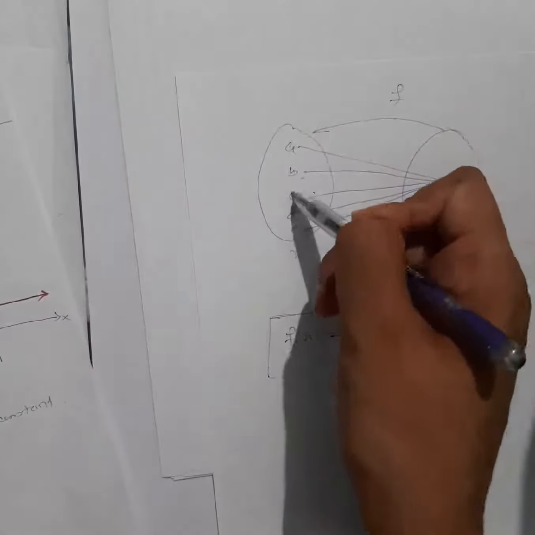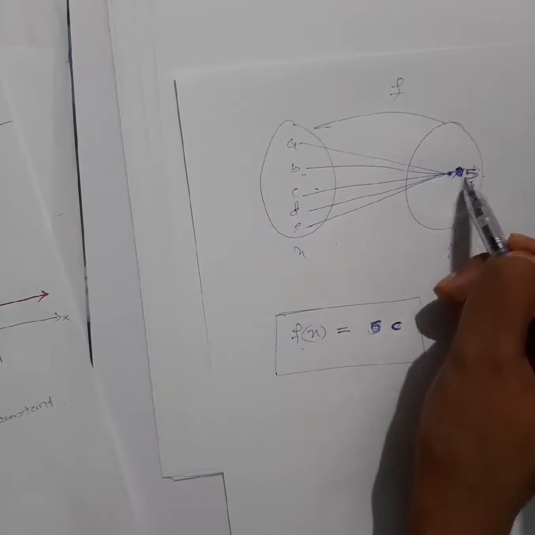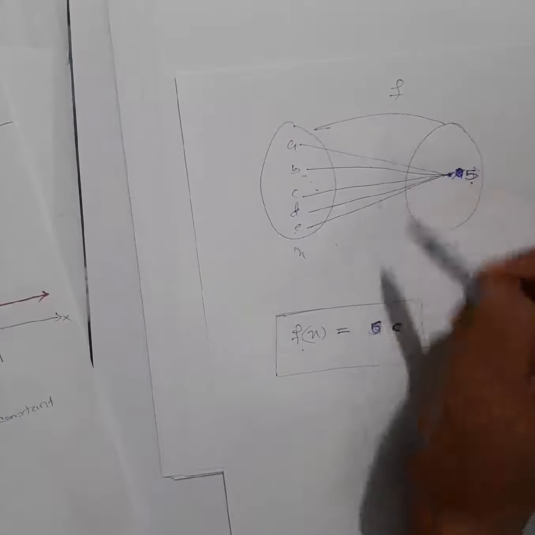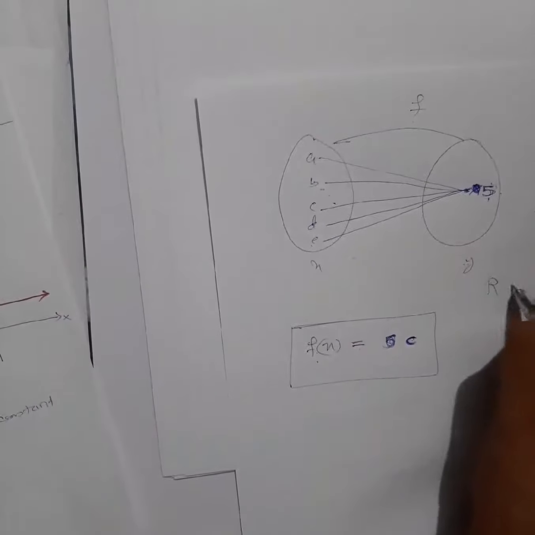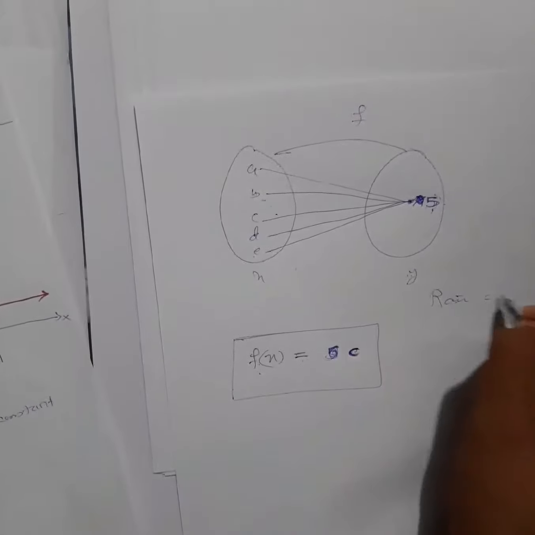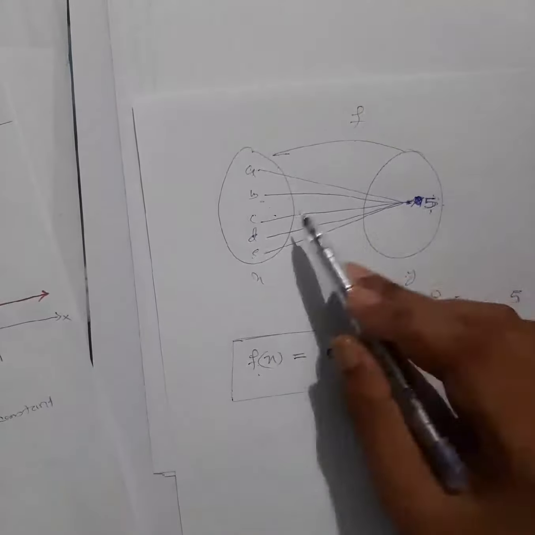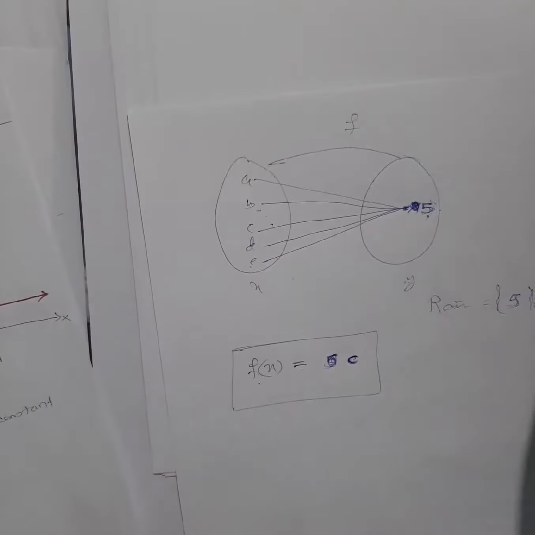So every element here is having a fixed image. Then this kind of function has a special name, it is called a constant function, where the image is constant. If I have to write down the range, what is your range? It will be 5 only. It might be 2, any constant. If it is fixed, then there will be only one element in the range. That is the speciality.